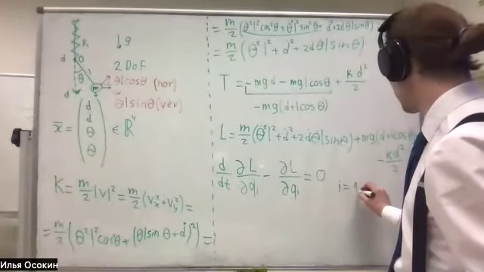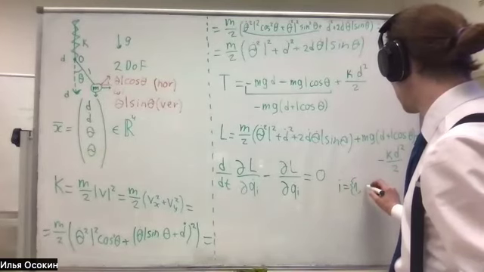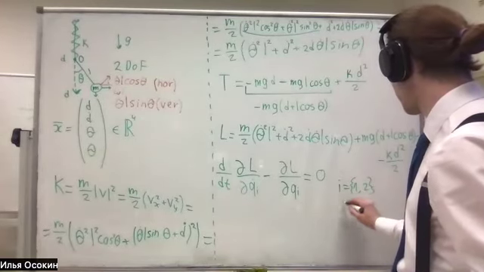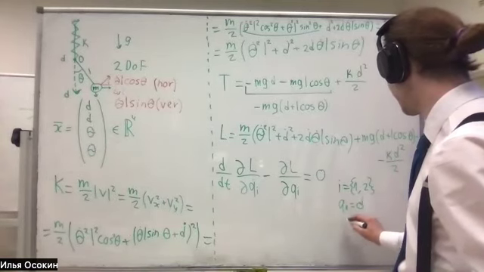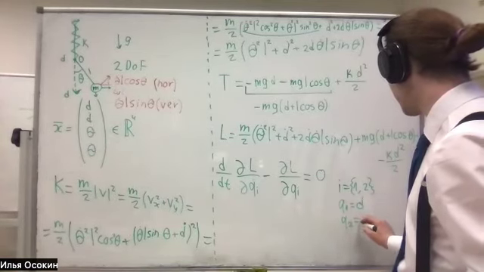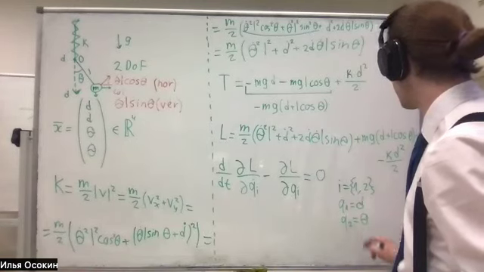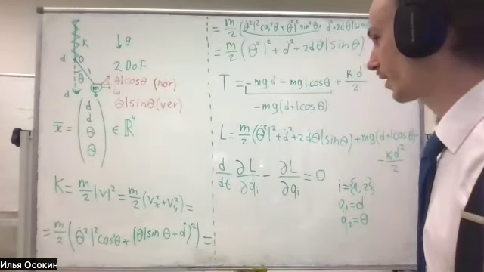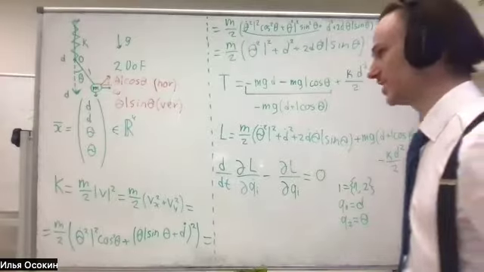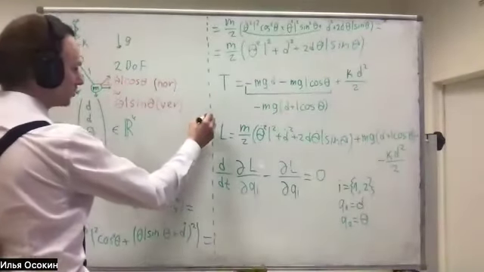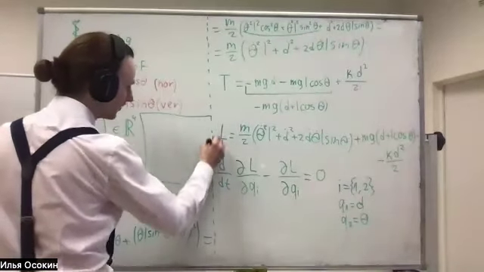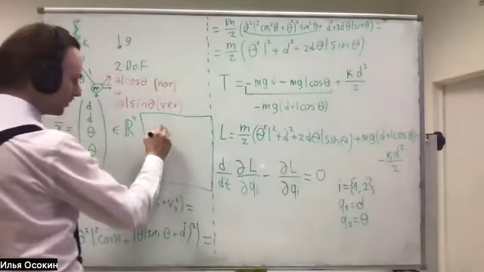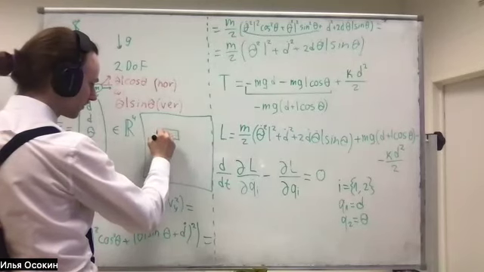Here i is 1, 2, q1 is d, q2 is theta. Another part of the home assignment that I would ask you to do is to obtain the equations of motion for the cart pole, this one.